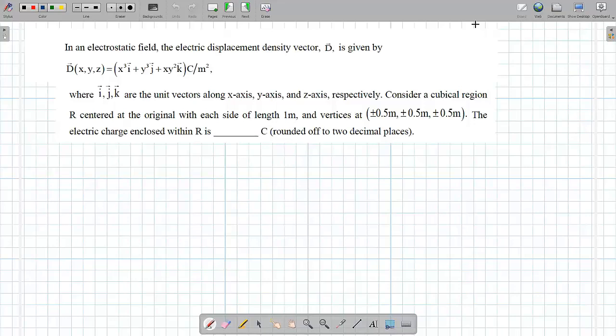Question from electromagnetic theory, the electromagnetic field portion. In this question, we need to find the total electric charge enclosed within the cubical region R. The displacement density vector is given. We know that the divergence of the displacement vector density will give you the volume charge density, and the integral of the divergence of the electric displacement over the volume will give me the total charge. So Maxwell's equations will come into picture.